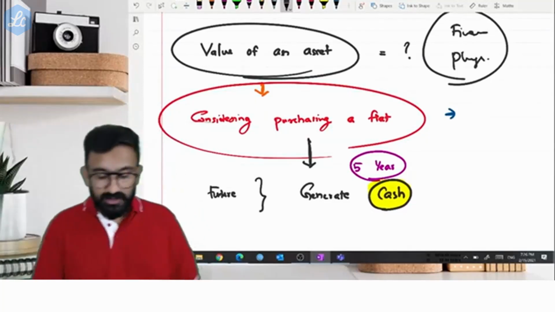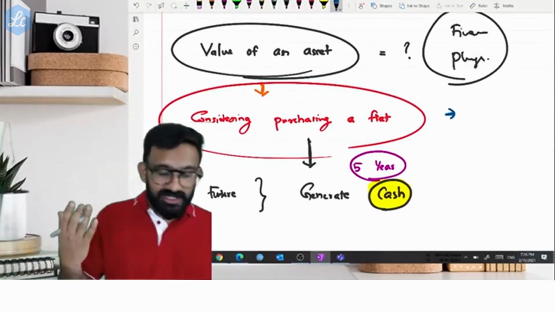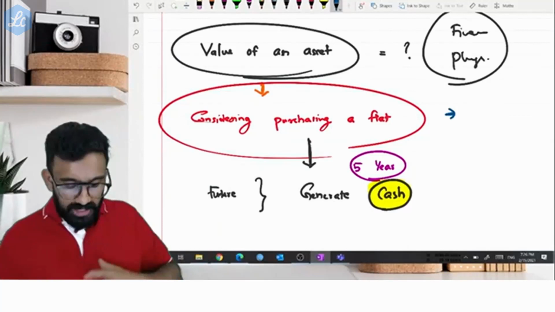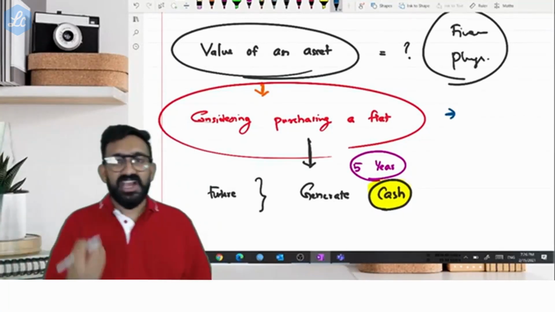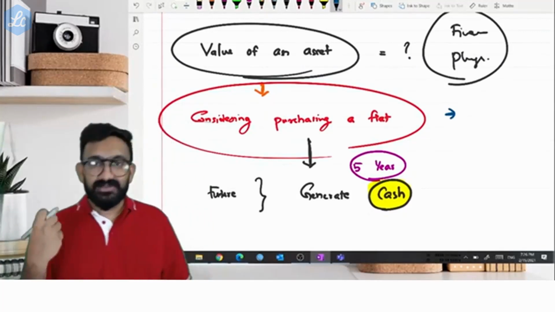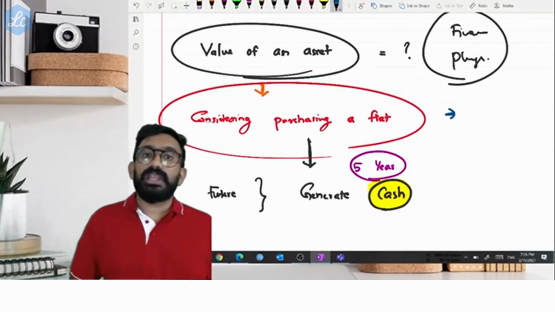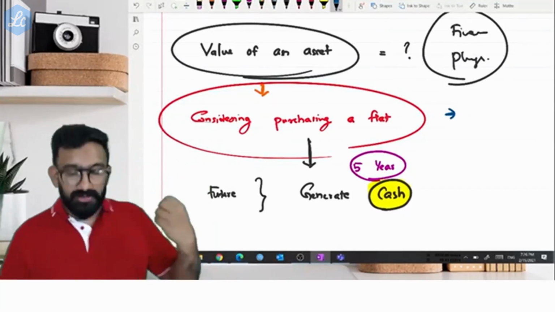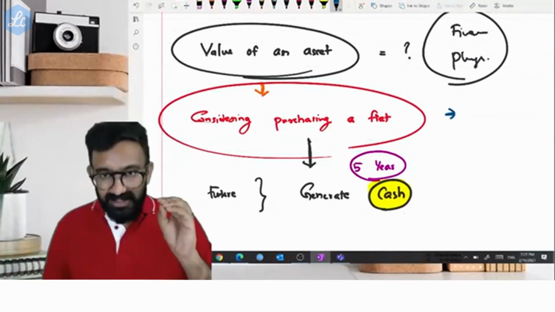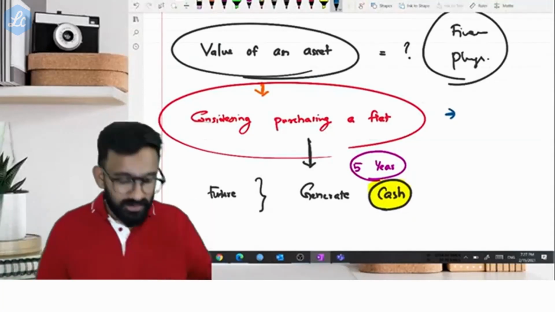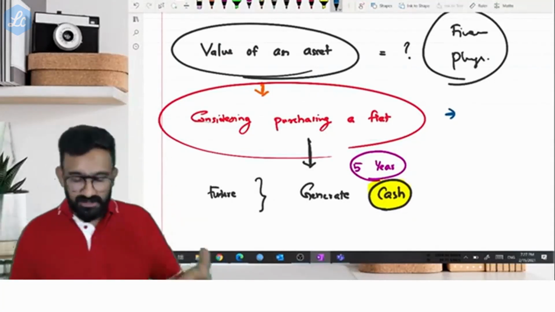I know that these are intermediate level questions, but I wanted to ensure that you guys are solid with it. So we always consider cash because cash is something that we can really trust, because profit will have a lot of accounting entries that impact it. So we consider that cash will give you a better idea whether you're really going to get some benefits in the future or not.